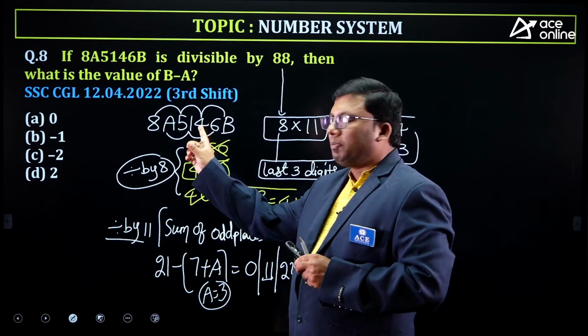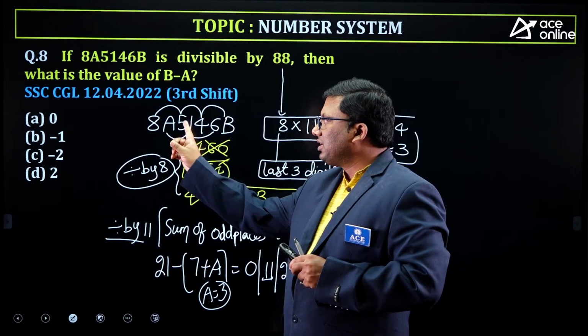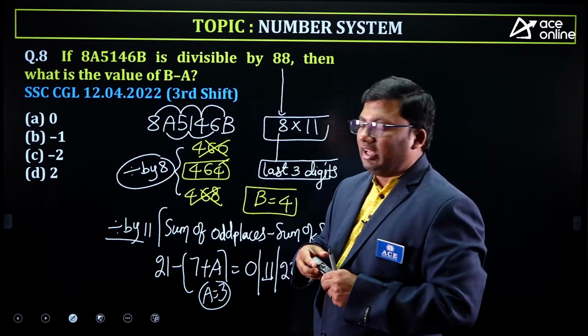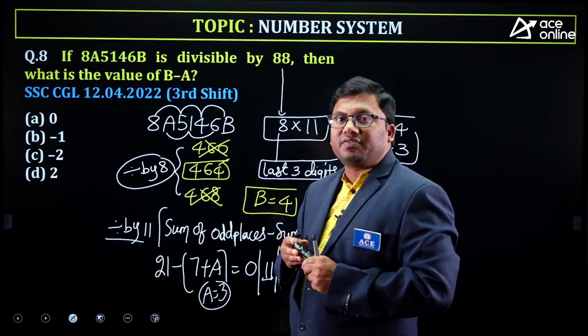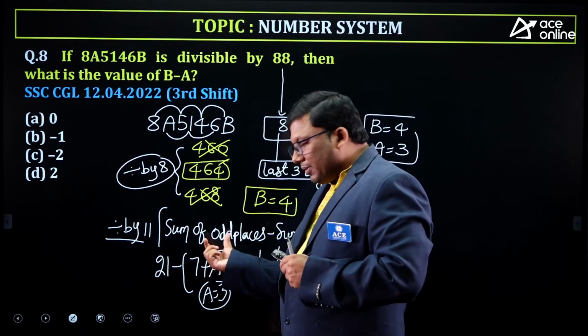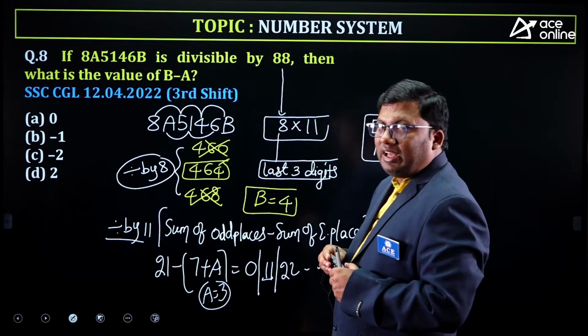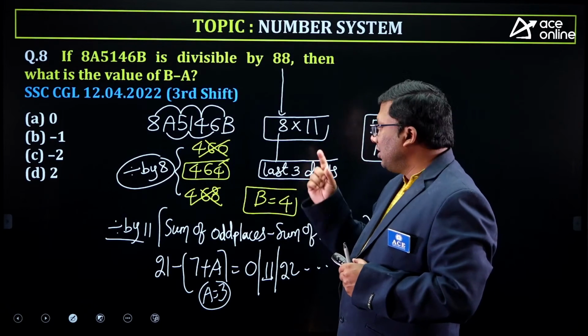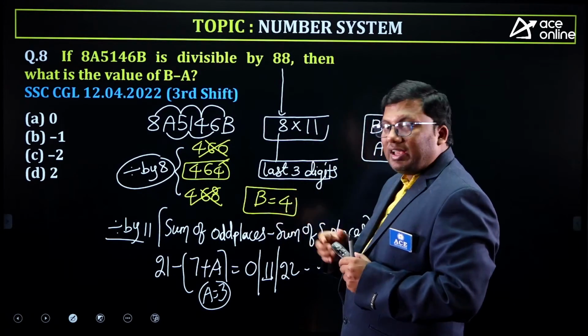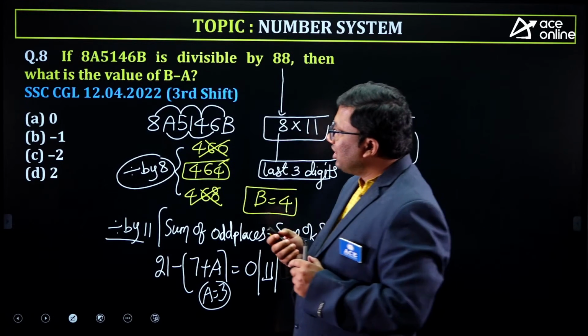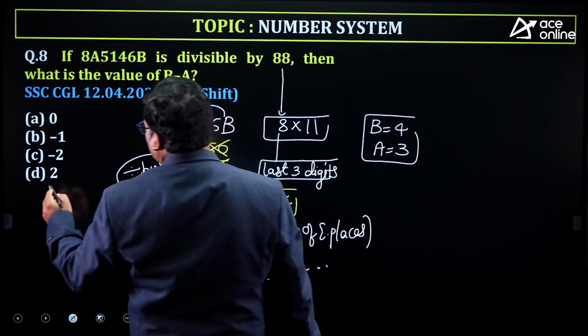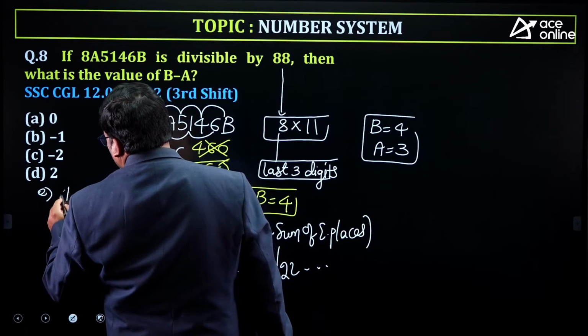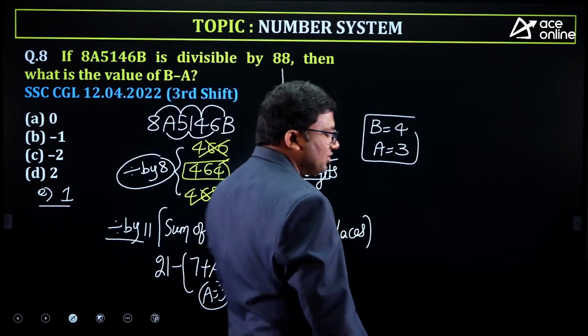B is 4. 4 plus 4 is 8. 8 plus 5 is 13. 13 plus 8 is 21. So 21 minus (7 plus A). If I substitute the A value 3, 21 minus 10 becomes 11. 11 means the number will be divisible. So the B value is 4, the A value is 3. The answer for this question is 4 minus 3, which is 1.